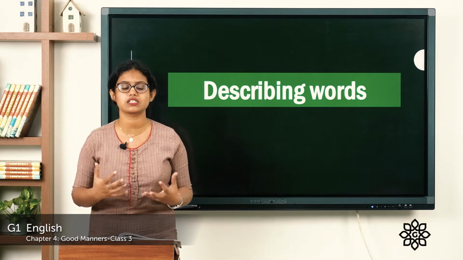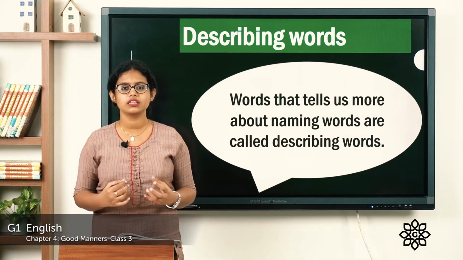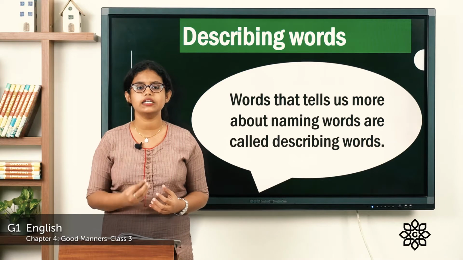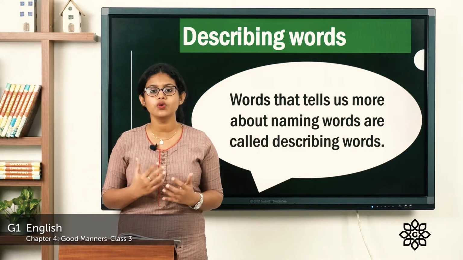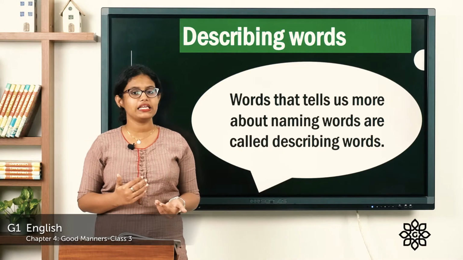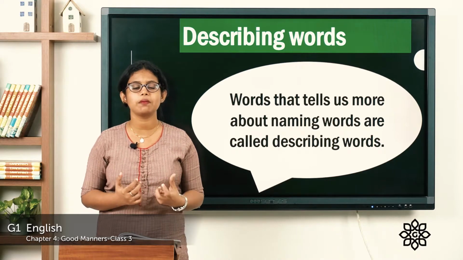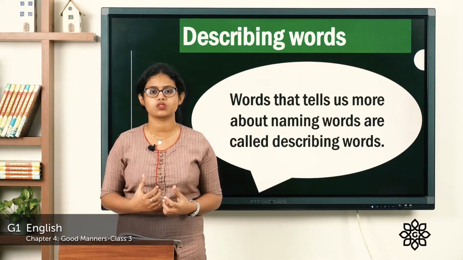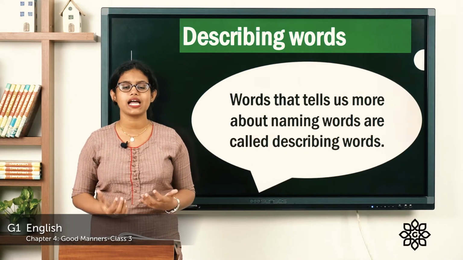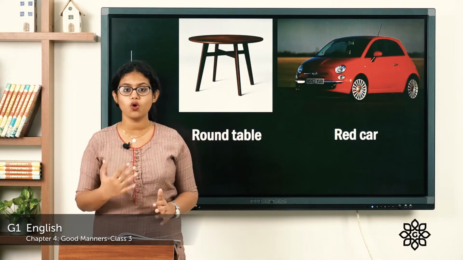So coming to describing words. What are describing words? A word that tells us more about a naming word is called a describing word. You all know what a naming word is, right? A naming word is the name of a person, place, thing, or animal. So describing words tell more about a naming word. Let's see some examples to make it more clear.